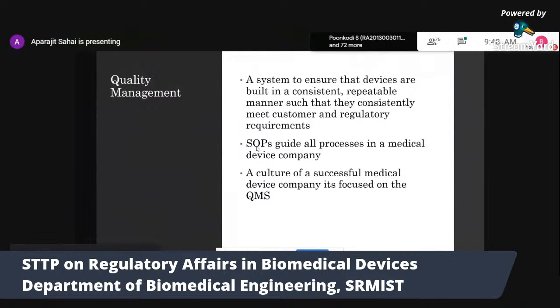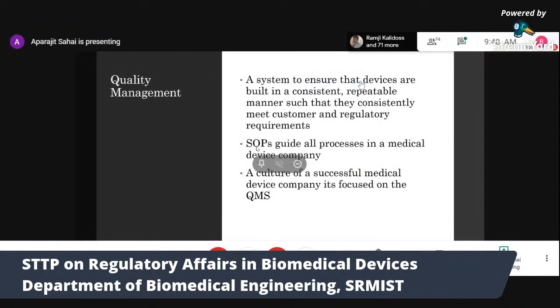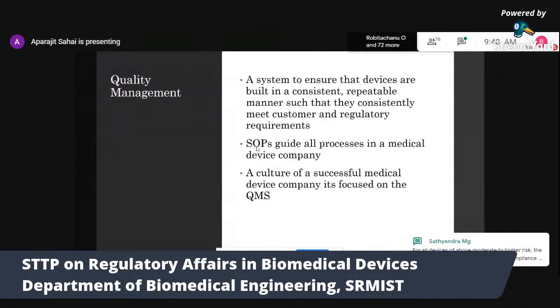So processes are very important to maintain consistency, and that's essentially what a quality management system is trying to do. Design controls give you a design that is repeatably manufacturable. Quality management ensures that you can maintain that repeatability. So that's essentially what a quality management system does. It ensures that the repeatability is maintained when you're manufacturing a product.